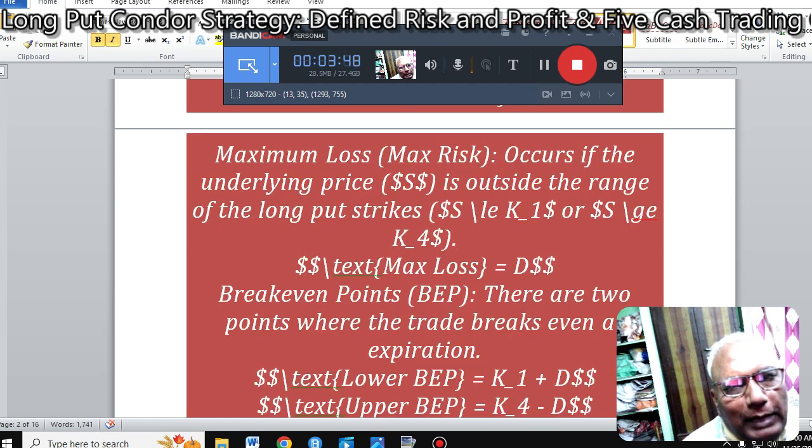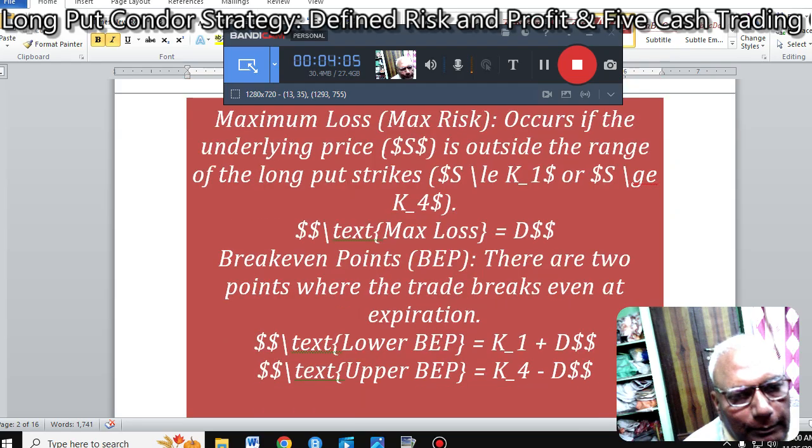Maximum loss, maximum risk, occurs if the underlying price is outside the range of the long put strikes, that is, S less than or equal to K1 dollars or S greater than or equal to K4 dollars. Maximum loss equals D.